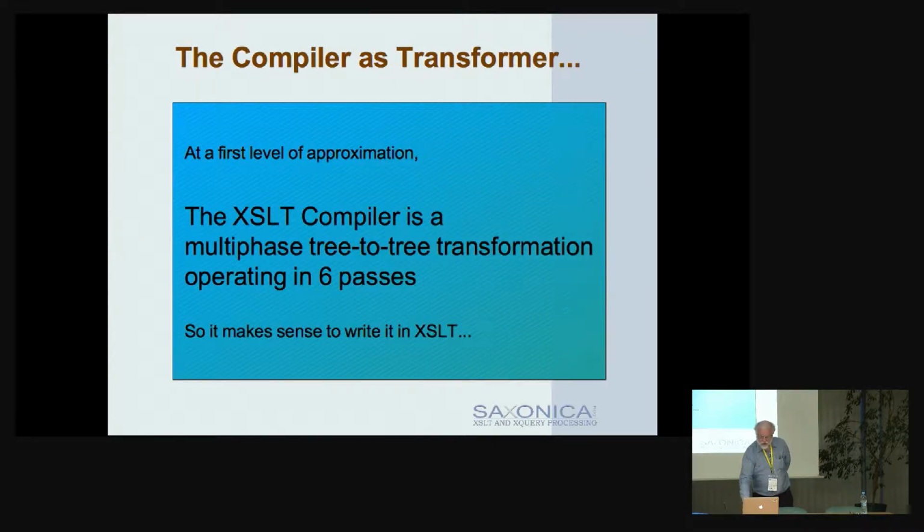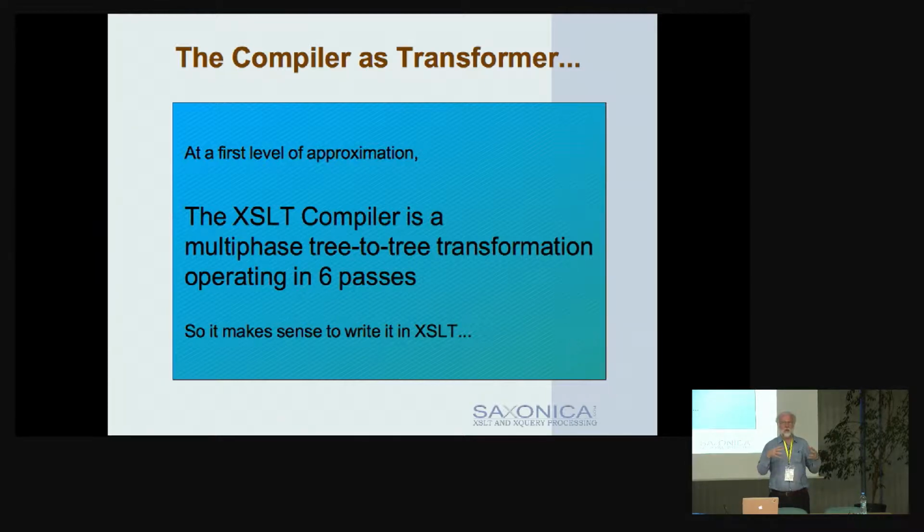What's interesting, well, first of all, a compiler operates in a series of phases, and each phase does a tree-to-tree transformation. You look at all the compiler literature, that's how they describe the process of compilation. We've got about 6 phases there, depending exactly how you count. And that's what XSLT transformation is all about. It's about transforming trees into other trees.